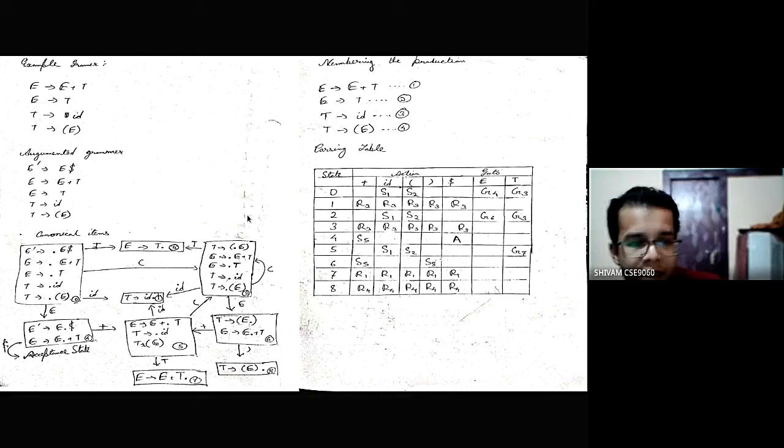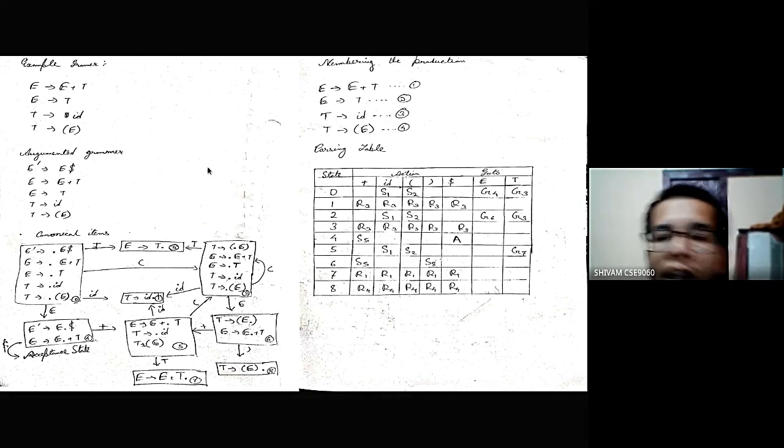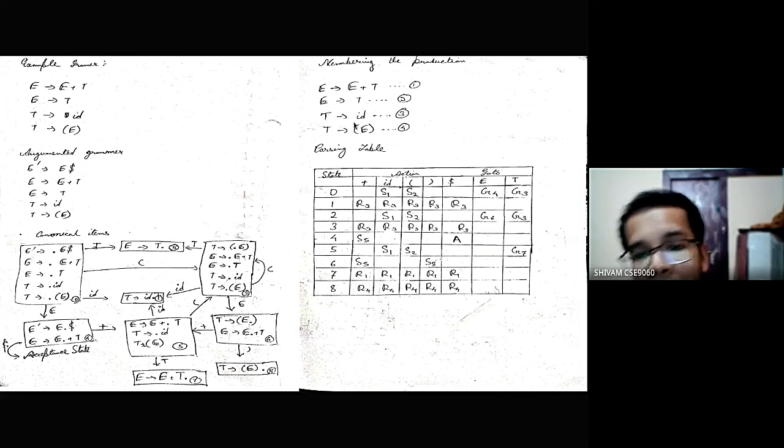Now this was our canonical collection of LR(0) items. Now we are going to number the productions. We will not consider our augmented production, only the original productions. So E gives E plus T is marked as 1, E gives T is marked as 2, T gives ID is marked as 3, and T gives open parenthesis E close parenthesis is marked 4.